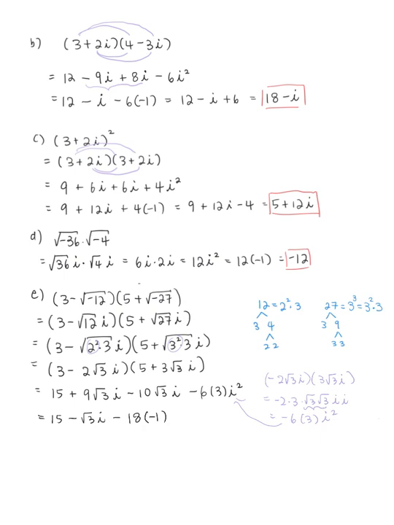Okay, so what do we get? So looks like we're gonna have 15 minus square root of 3i, and then plus 18. Which becomes 15 plus 18, 33. 33 minus square root of 3i. And that's gonna be our answer.